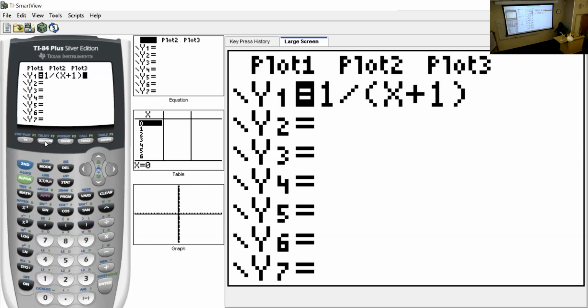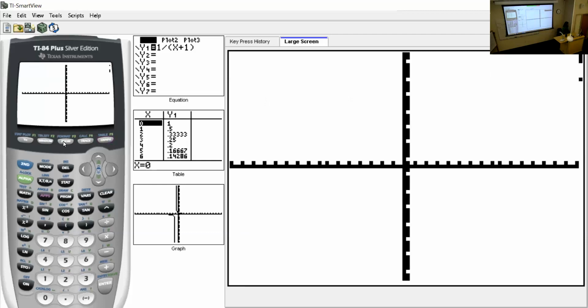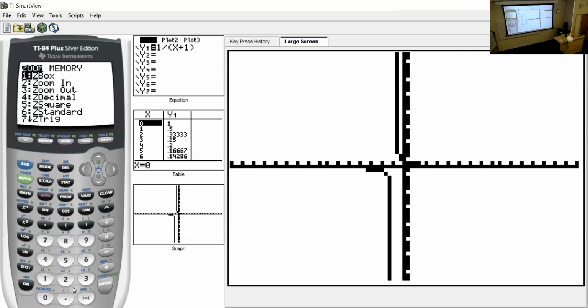If you set limits and you want to immediately go back to where you started, I believe you press zoom 0 in your calculator. I don't use the calculator. I don't know, but we can give it a try. Graph, zoom 0. That didn't work. Zoom 9. It broke. Okay, we'll get to that later.